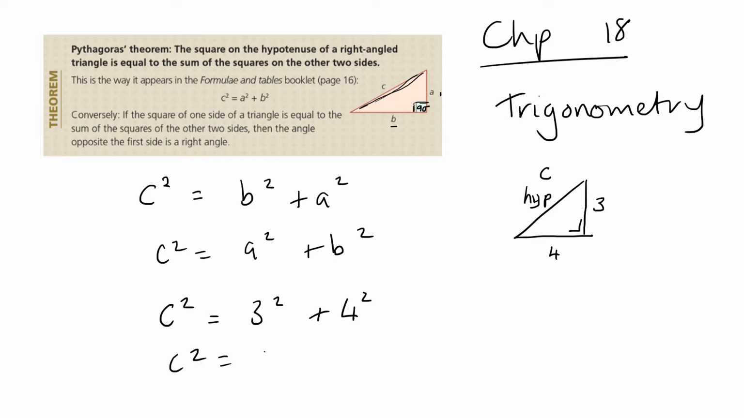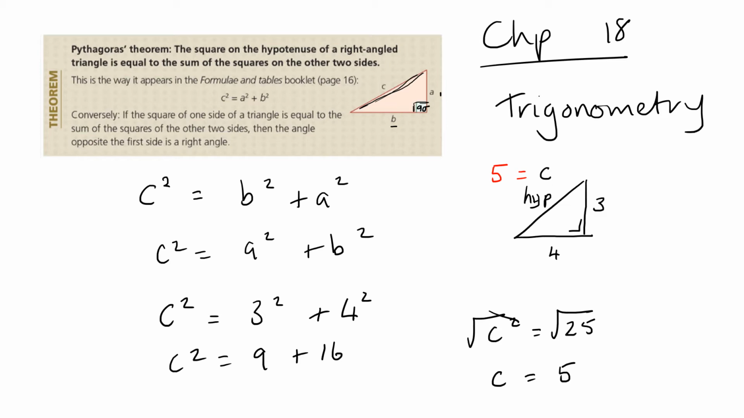So c squared is equal to 9 plus 16. So c squared is equal to 25. So we almost have what c is, but we need c when it's not squared. So to remove the square there, we get the square root of both. That cancels out that squared. So we have c on its own, and the square root of 25 is 5. So we have figured out now that the hypotenuse, the side we were looking for, c, is equal to 5. So that's a quick recap on how to use Pythagoras' theorem.